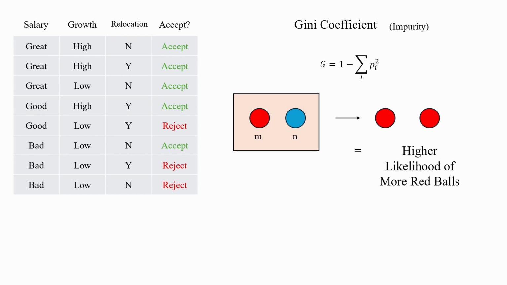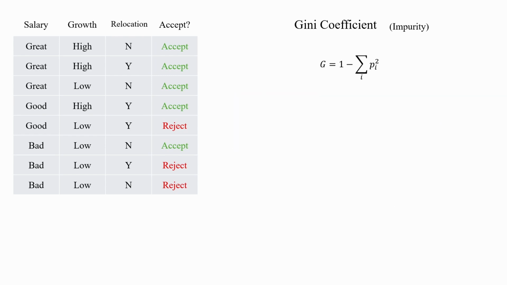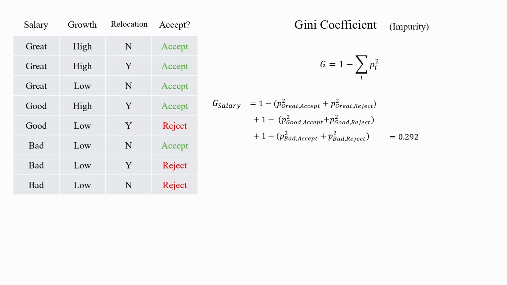And assuming that's true, we can say that the box is more pure in the sense that it's plausible that it's made up of mostly one color. In a simplified way, this is what the Gini coefficient measures. So going back to our example, we can calculate the Gini coefficient for each of the variables again.